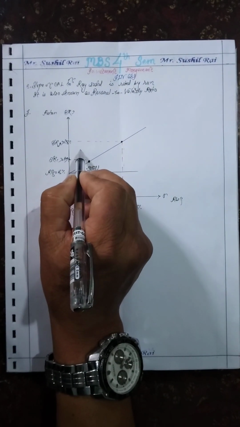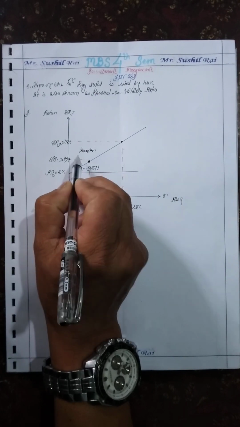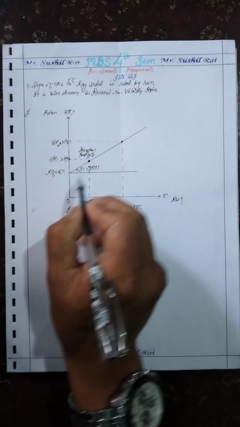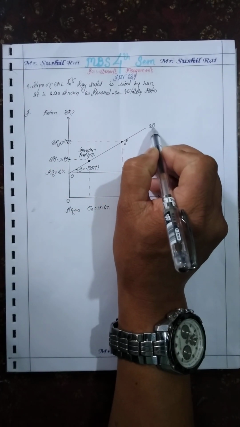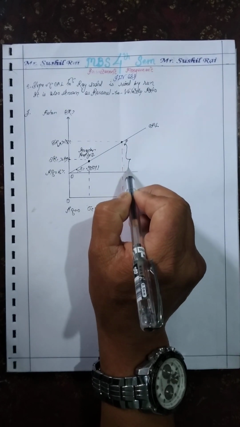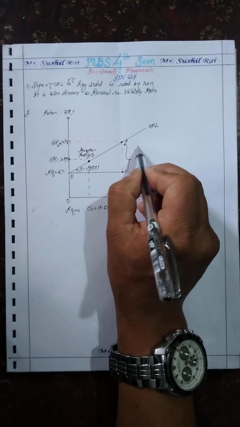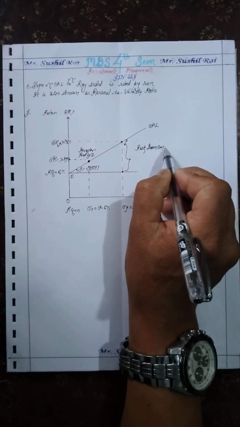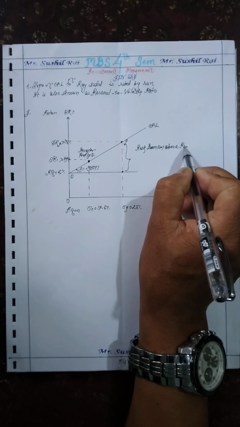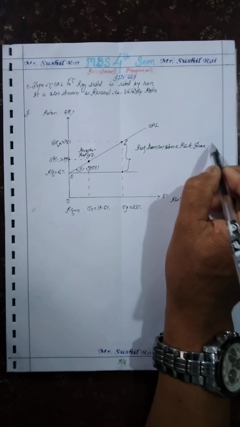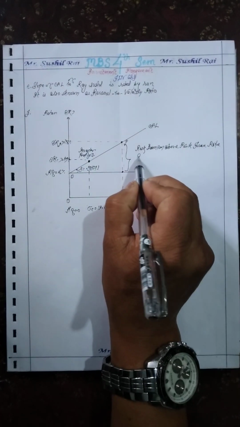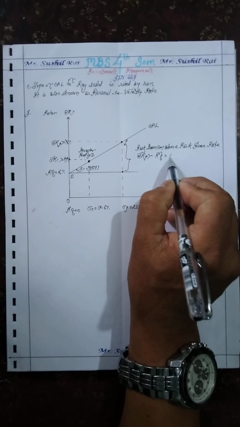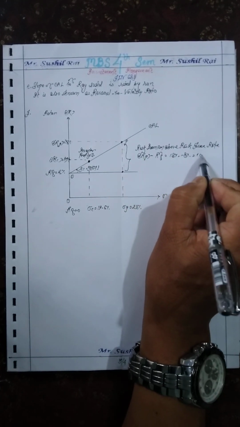This point, investor portfolio, CAL, risk premium above risk free rate, ERP minus RF, 18% minus 8% is equal to 10%.